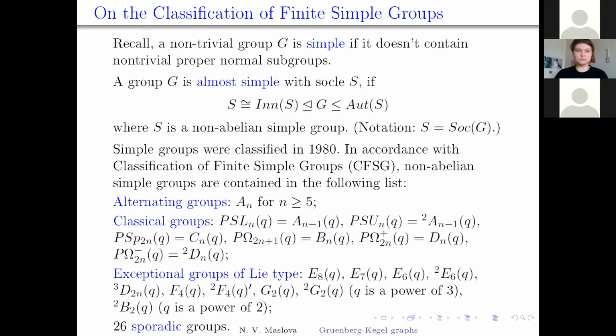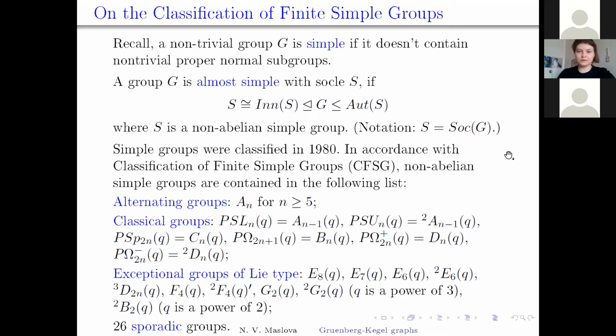about recognition by spectrum. Recall that a finite group is simple if it doesn't contain non-trivial proper normal subgroups. In particular, it doesn't contain non-trivial solvable normal subgroups. And it's our case to consider. A group G is almost simple if it's between a finite non-abelian simple group and its automorphism group, as follows. And in this case, for an almost simple group G, we call this simple group S its socle.